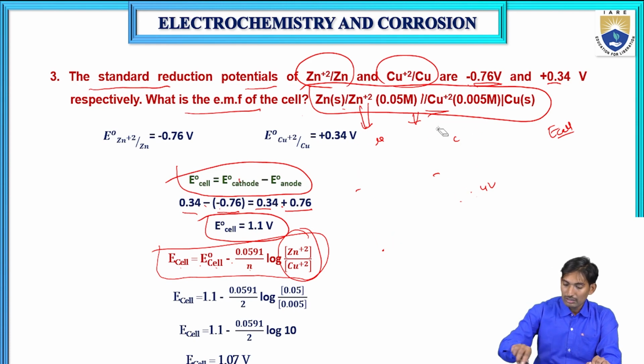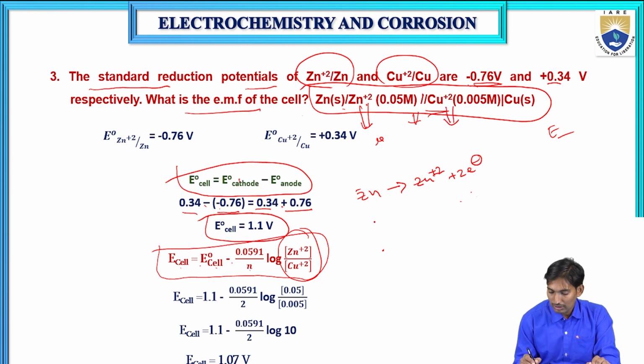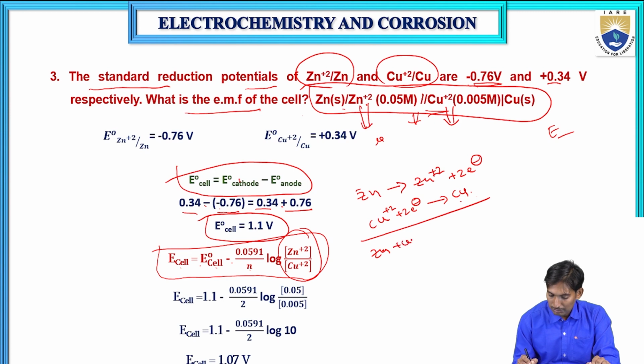We will see. At the anode, oxidation reaction takes place. Which one is the anode? Zinc is the anode. So zinc undergoes oxidation. It forms zinc plus 2 and 2 electrons. Here copper is the cathode, which undergoes reduction. Copper plus 2 and 2 electrons form copper. So the complete reaction is zinc and copper plus 2 gives zinc plus 2 and copper.